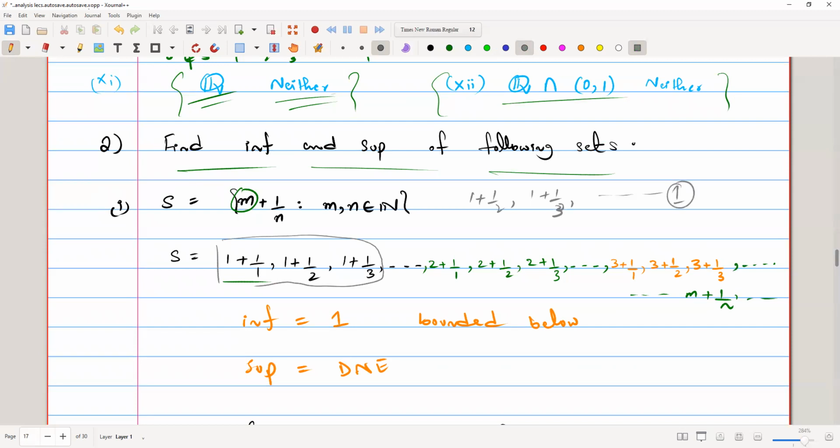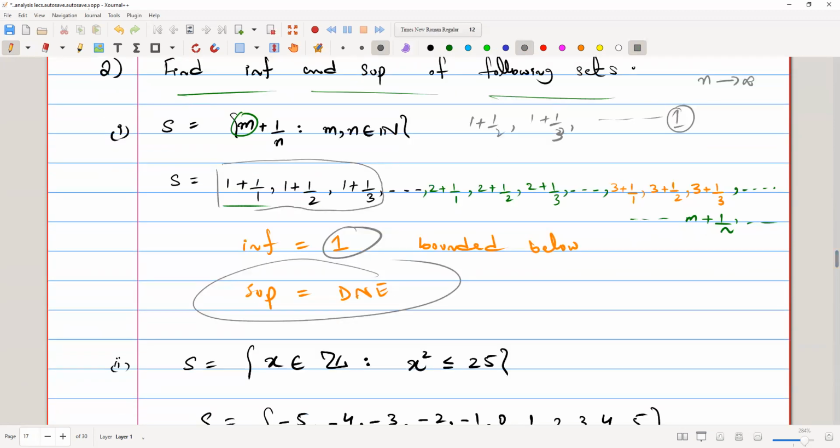But this 1 does not belong to the set, because again that is the case that n is approaching infinity. It's not actually infinity. So 1 is the infimum of this set, and it's bounded below because supremum does not exist. We cannot find the largest element of the set. So supremum does not exist, and we cannot even find an upper bound of the set. So it's not bounded above, it's only bounded below, and the infimum is 1.